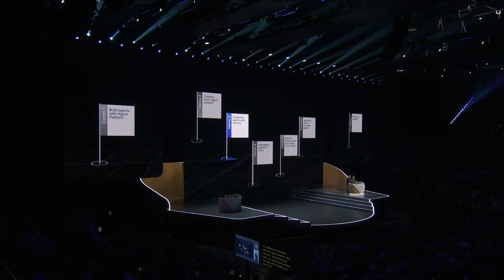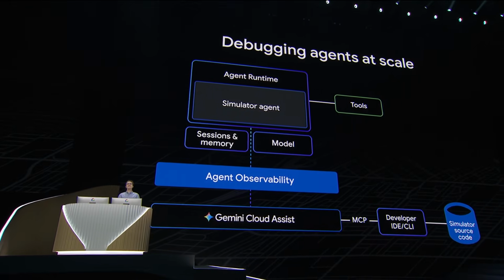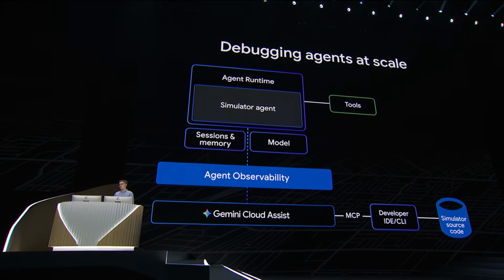We will use Agent Observability and the Cloud Assist Investigations agent to dig into a simulation agent error on agent runtime. We will find and isolate the root cause of the error. Then we will deploy a proactive fix, all with natural language.